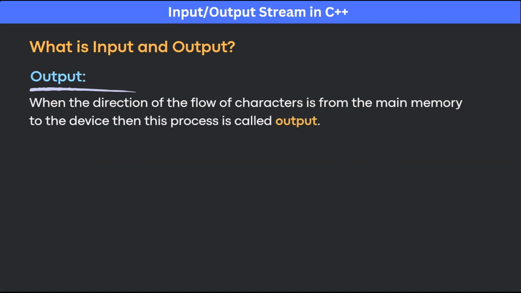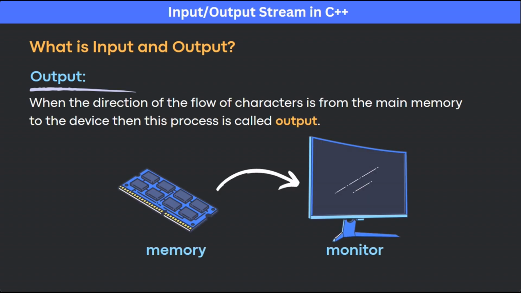So now let's understand what is output. It is directly opposite of input. When the direction of flow of characters is from the main memory to the device, then this process is called output. Let's understand with an example. Let's say there is some message or some output generated by our program, and the result of that output is stored in our memory, and from memory that result is visible on our monitor or our computer screen. So this process is known as output because there is some calculation or some steps done by our program and it generated an output, and that output is visible to us on our monitor. In this process the characters or the message is moving from the main memory to the device. Here the device is our monitor. Okay, so I hope you understand what is input and what is output.